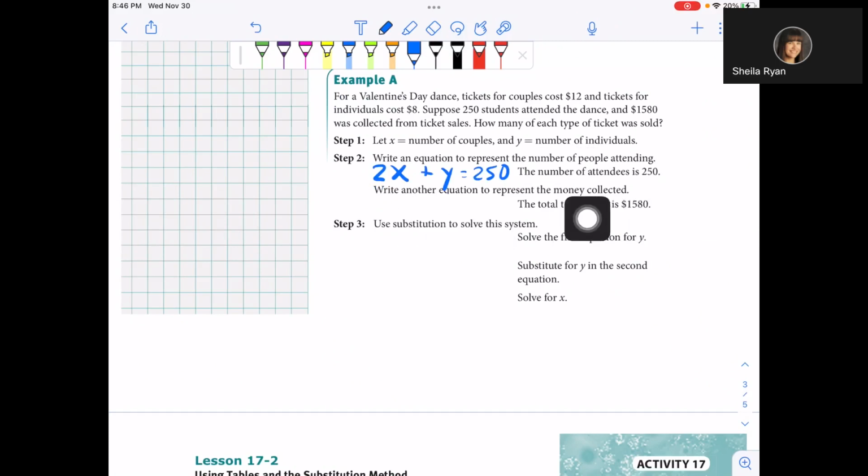For the equation to represent the money collected, the number of couples is X, and a couple is going to pay $12. So 12X: one couple would be 1 times 12, 2 couples is 2 times 12, and so on.